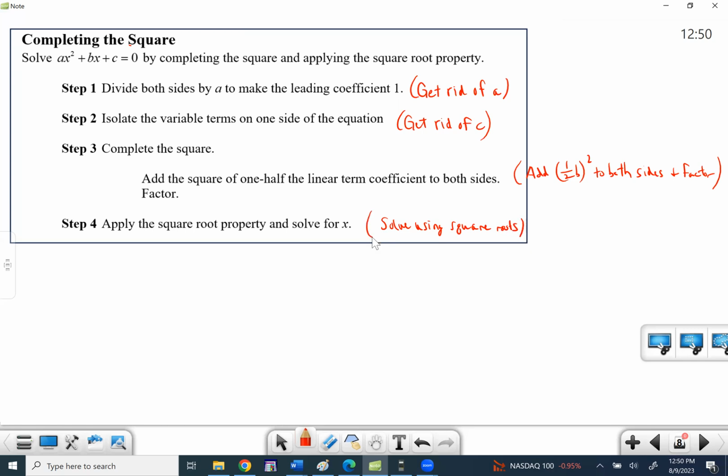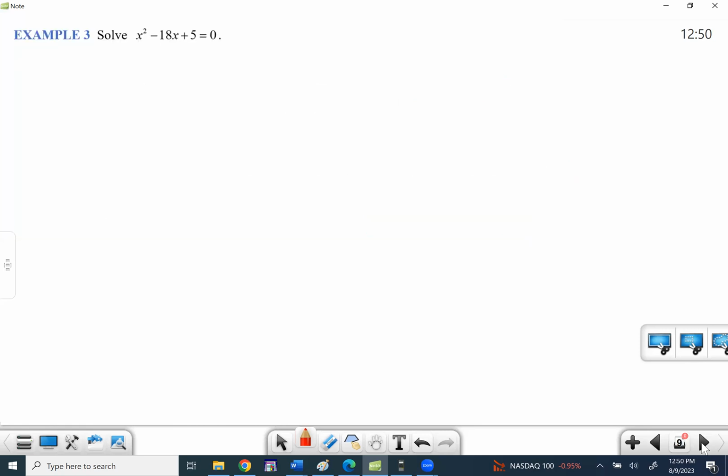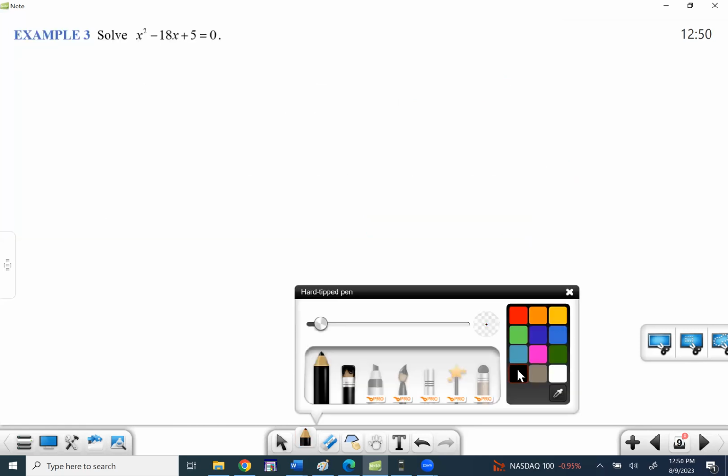Okay, so those are going to be our 4 steps. Get rid of a, get rid of c, add 1/2 of b squared to both sides and factor, and then solve using square roots. So let's go through. The first couple times I'm going to write out all the steps till we get used to it, and then I won't write the steps out anymore.